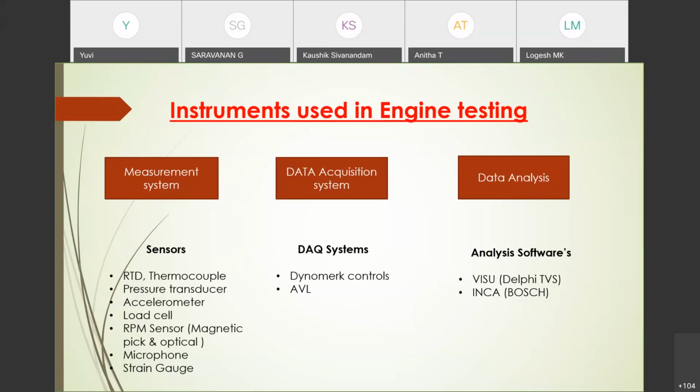It's very important to choose the right sensor for the right application. We have to make sure that all the sensors have gone through periodic calibration so that we can be sure the data we collect is accurate. So in the measurement system, we have installed all the sensors on the engine. The next system is the data acquisition system.